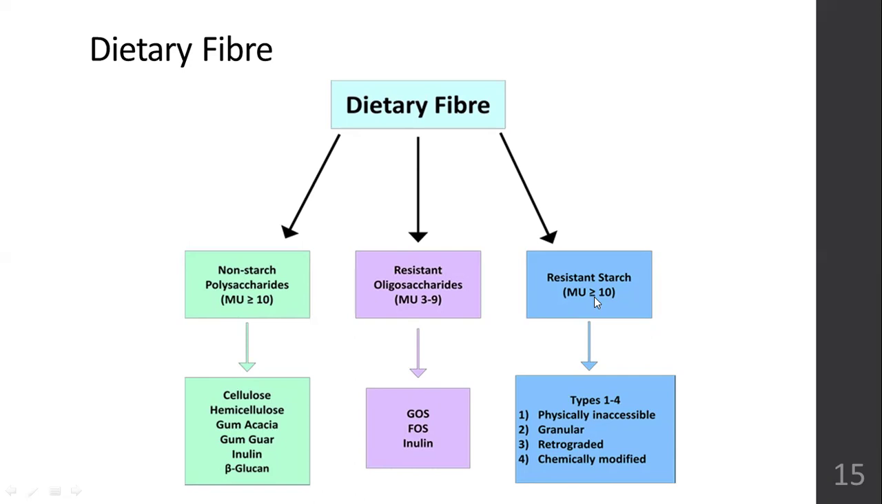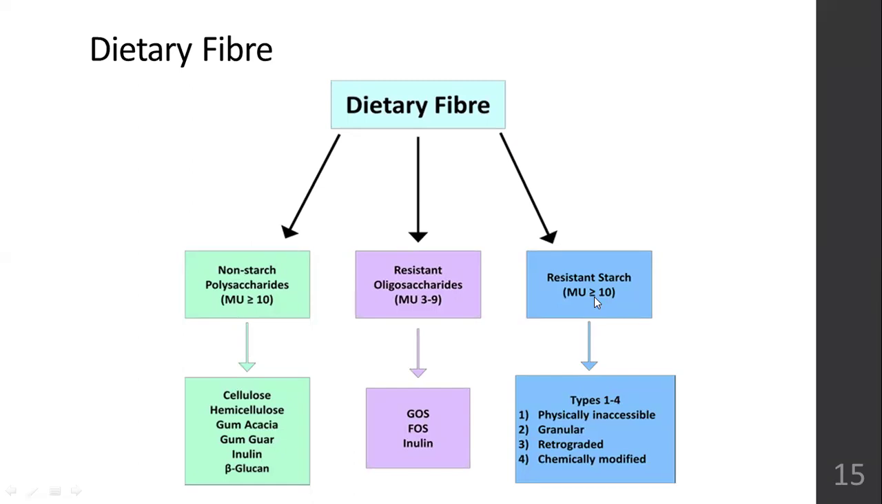These names: cellulose, hemicellulose, gum acacia, gum guar, inulin, beta glucan, and under resistant oligosaccharides, fructooligosaccharides, galacto-oligosaccharides. GOS stands for galacto-oligosaccharides. FOS stands for fructooligosaccharides. From fruits you will get inulin as well.